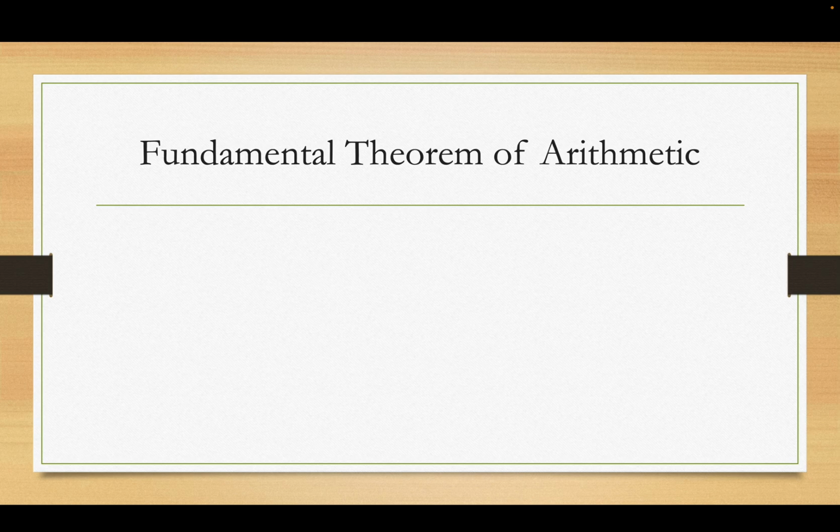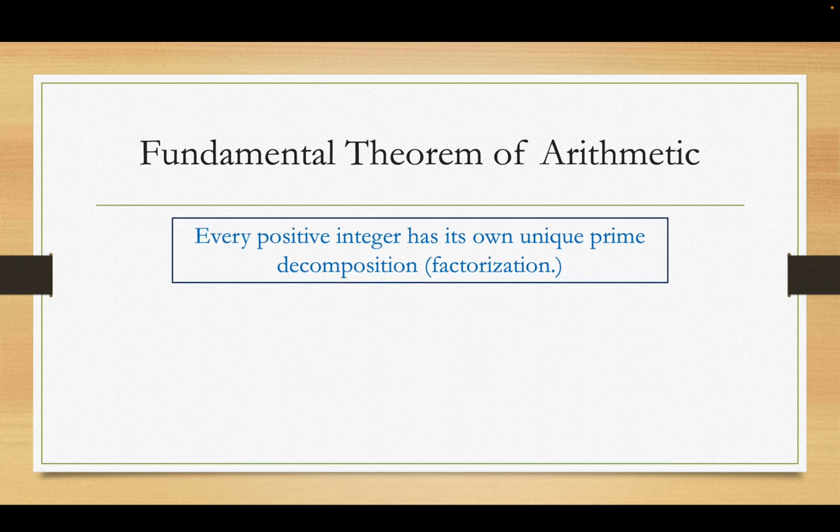What matters? Next, fundamental theorem of arithmetic. What does this say? Well, it says that every positive integer has its own unique prime decomposition or factorization. What's a prime decomposition? Factorization. Well, this is something you did back in elementary school and maybe in middle school, and it is helpful for algebra later down the line. So I figured we'd take a moment and sidestep and cover this.